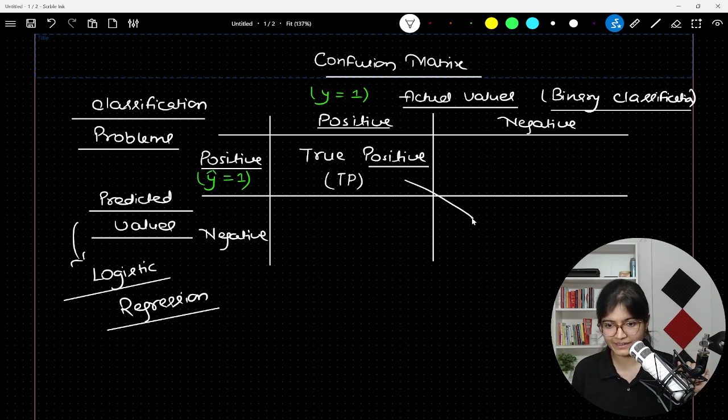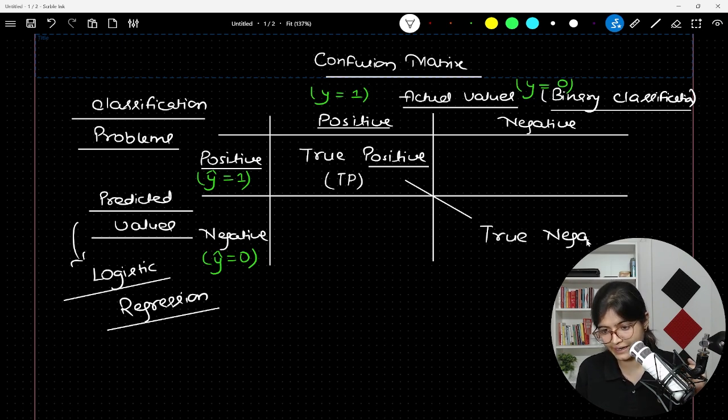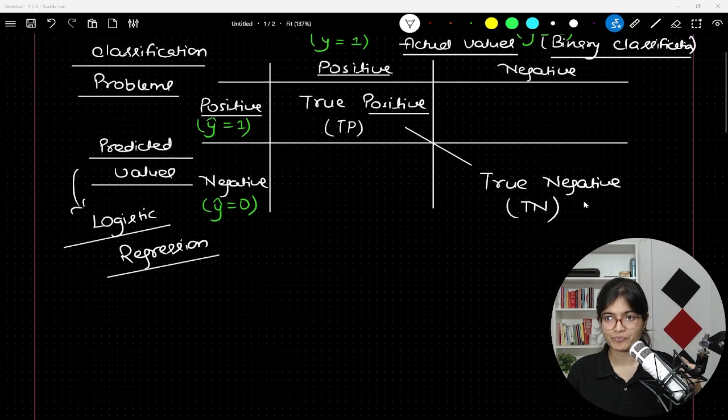Let's move to the next block. I'm moving diagonally here. Same thing, it's also a best case scenario, where your data says that a person is not diabetic, meaning the value of y is 0. And the prediction by the model is also saying that the value of y cap is 0. It's again a best case scenario, right? But what is your prediction here? Negative. So you will say it's a case of true negative, which will be represented as TN here. I hope so far so good.